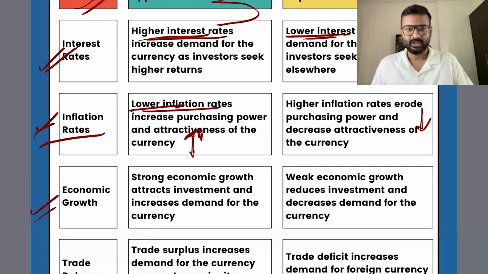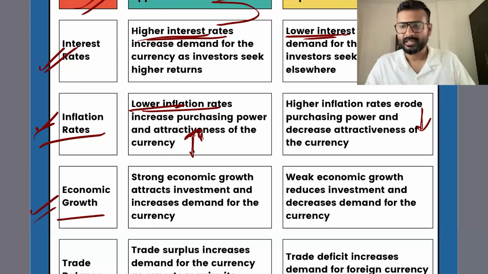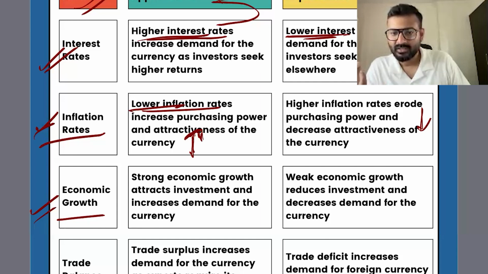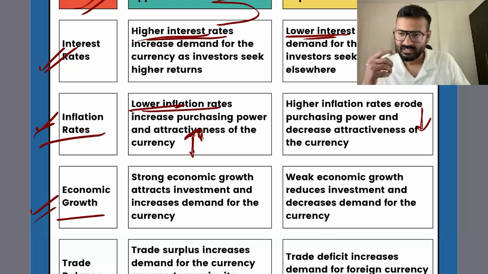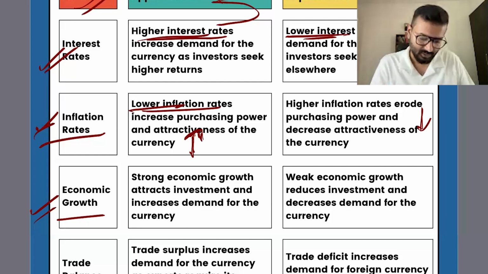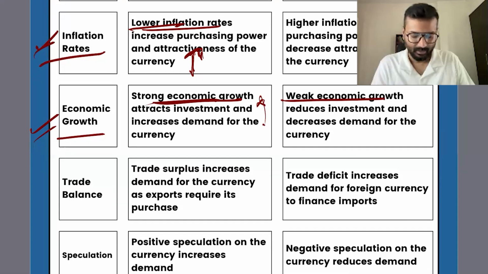Let's talk about economic growth. If our economy is experiencing economic growth, then more and more investors will want to become a part of that growth because their returns on investment will also increase, right? This will lead to an increase in the demand for Indian rupees. So strong economic growth leads to appreciation, and weak economic growth leads to depreciation.